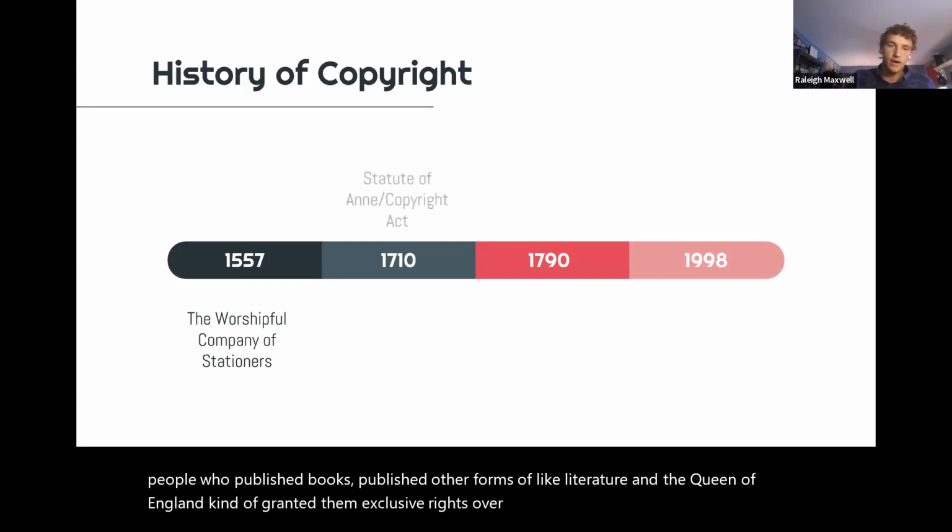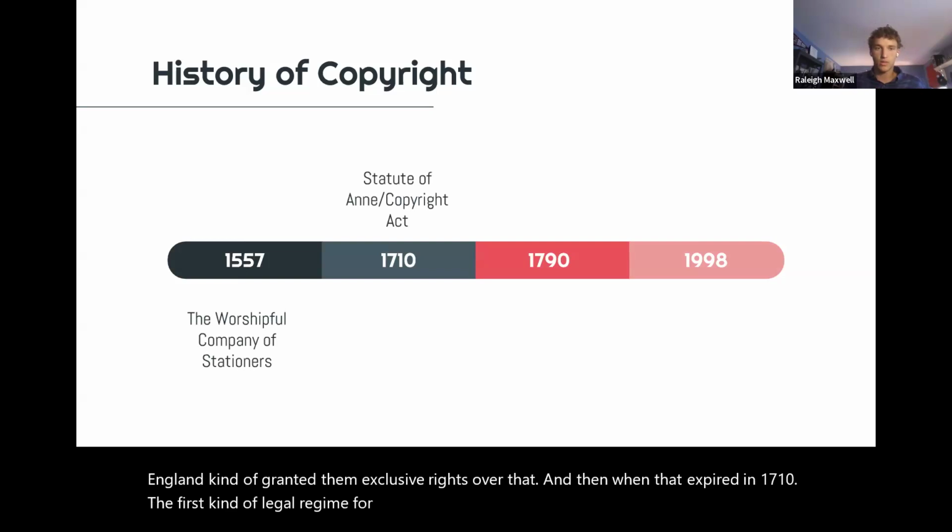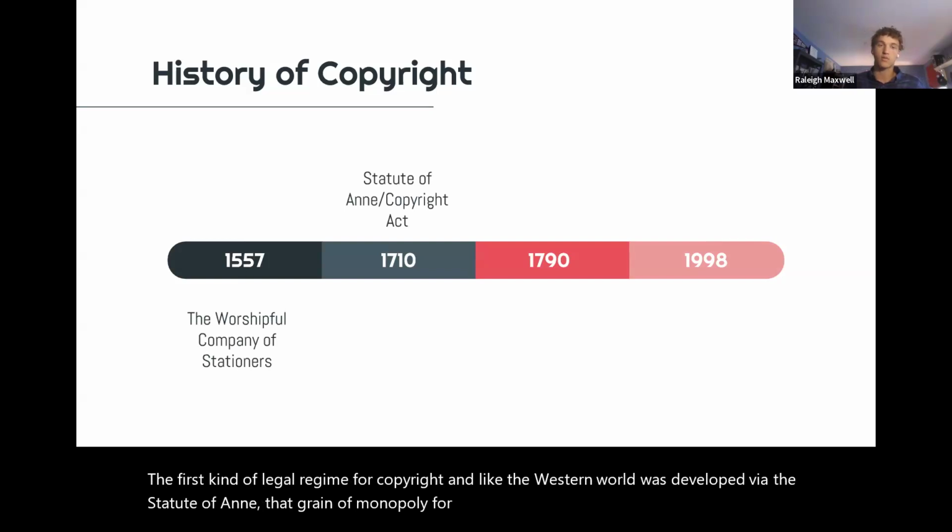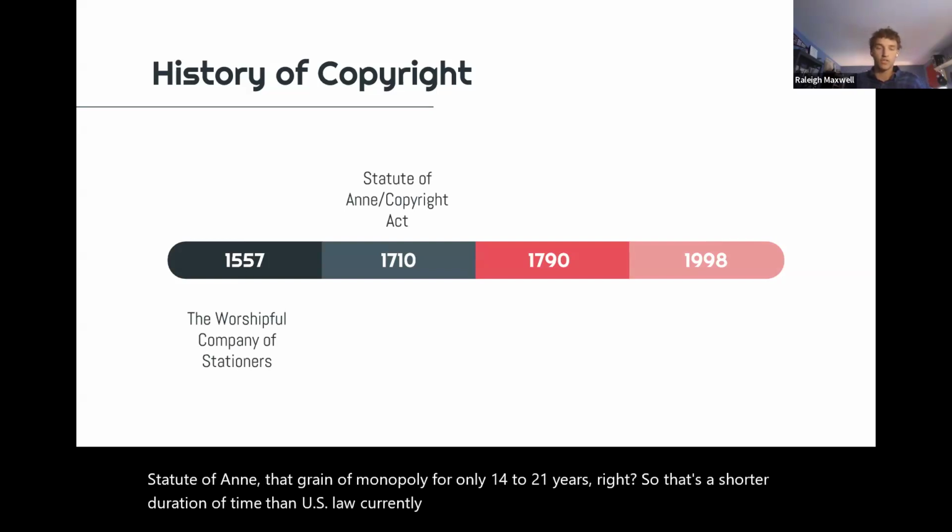And then when that expired in 1710, the first legal regime for copyright in the Western world was developed via the Statute of Anne. That granted a monopoly for only 14 to 21 years, right? So that's a shorter duration of time than US law currently has. Only 14 to 21 years, not very long at all.